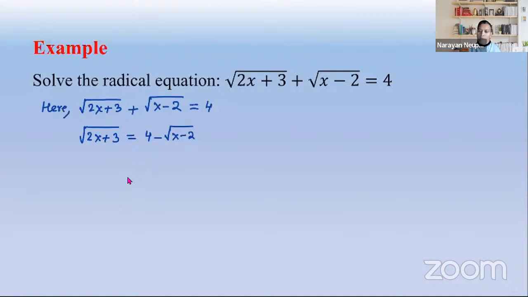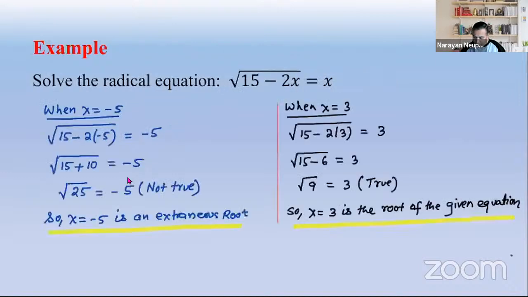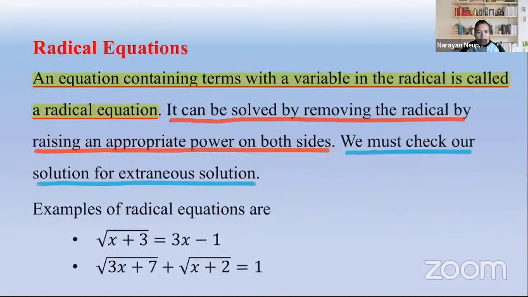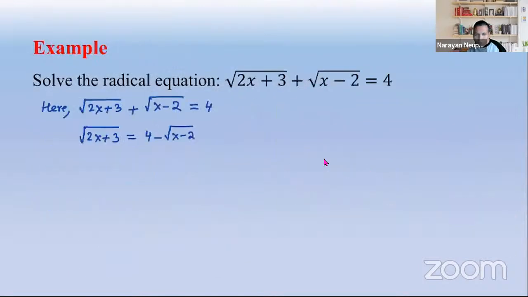Remember, the reason we are doing this is we can square and remove the radical sign. Because if we look at the theory that we have discussed here, we can solve the radical equation by removing the radical, by raising appropriate power on both sides. So here we have one root on the left, so we are going to square it and then try to remove this square root.